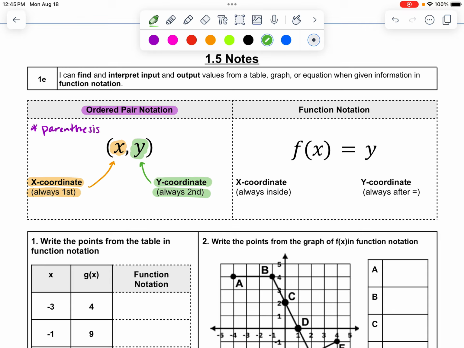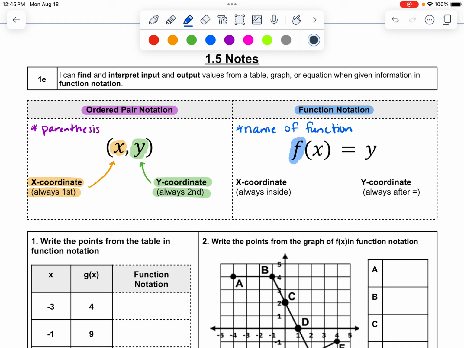Today we're going to be writing the same information in a different notation. So our goal is still to show which x's and which y's are paired together, but instead of using ordered pair notation, we're going to write it a different way. Function notation looks a little bit different. Instead of having a parentheses, you're going to have a name of a function. So function notation has a name. For example, in this example I'm giving you, the function is called f.